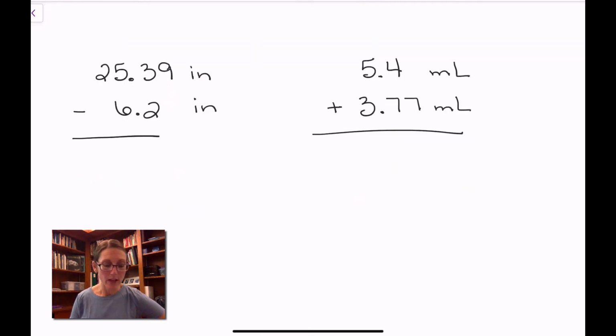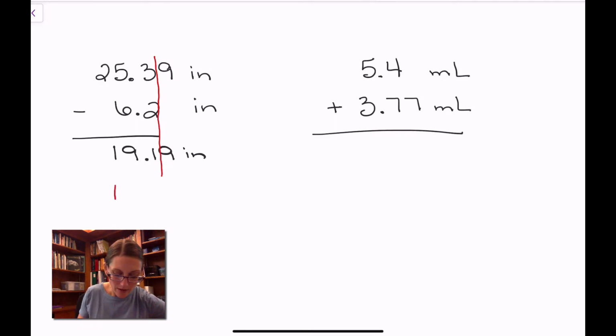Let's look at two more. For this first one, I am going to be subtracting 6.2 from the 25.39. When I do that subtraction, I get 19.19 inches. Once again, my last shared decimal place is the tenths place. For this one, I'm actually going to round up because 9 is greater than 5. While this number is between 19.1 and 19.2, it's closer to 19.2. So my final value is 19.2 inches.